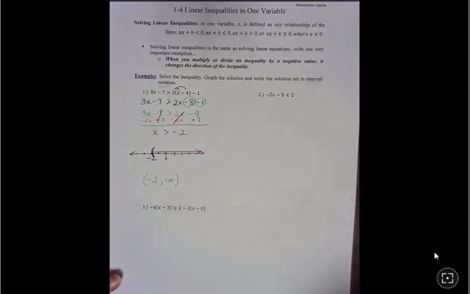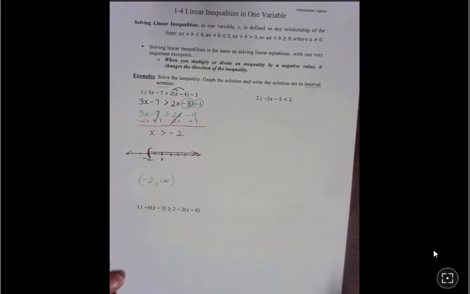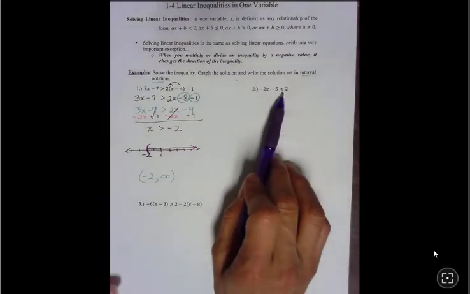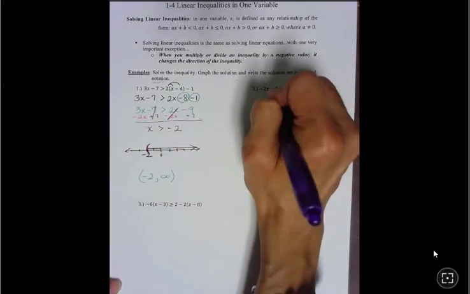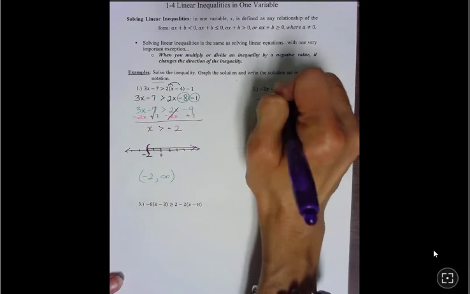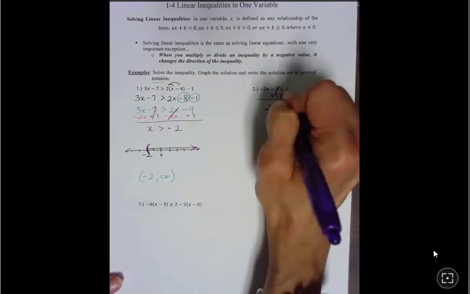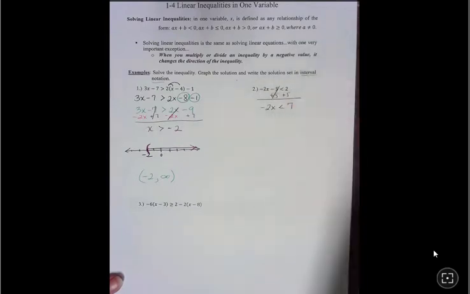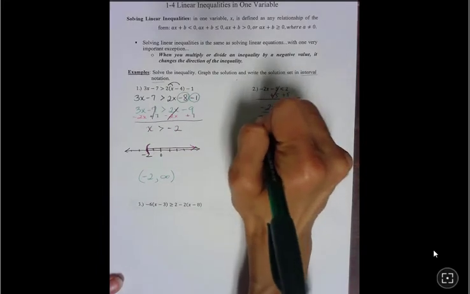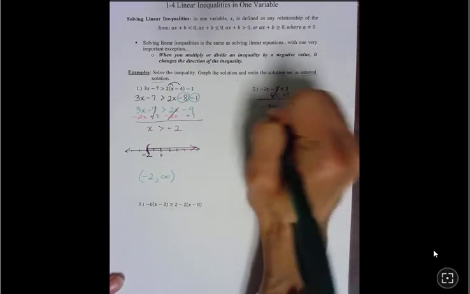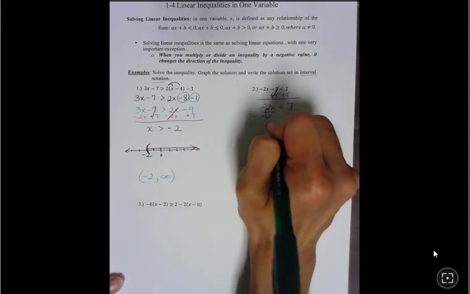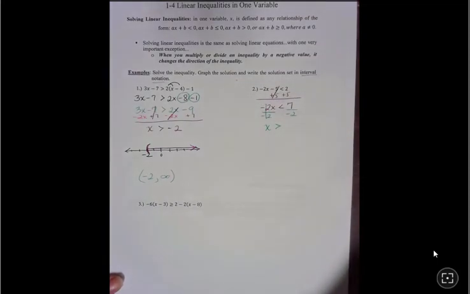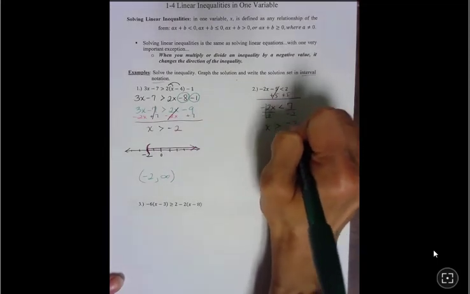In example 2, we have negative 2x minus 5 is this time less than 2. So here we had a greater than, now we're going to do a less than. I'm going to start to isolate my variable. I'll add 5 to both sides, and I have negative 2x is less than 7. Then I want to get the x by itself, so I'm going to divide by negative 2. As you recall, when we divide by a negative, we are going to switch this inequality sign. So we have x is greater than, and we'll express our answer as negative 7 halves.